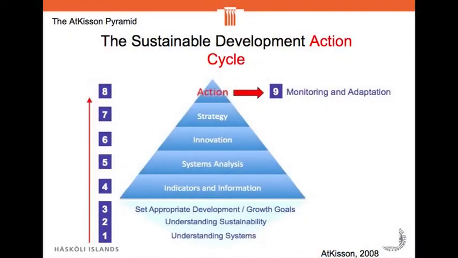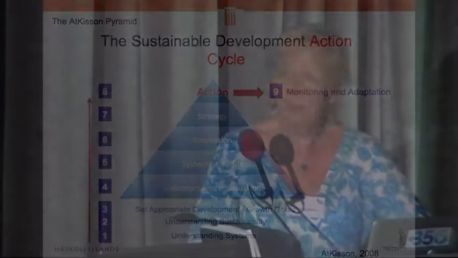So the basis for this is to understand systems and sustainability and set appropriate development. And then you can develop indicators, which you then set up in a system to look at how they are all connected. Then you see where you need innovation, and you develop strategy, and then you go into action. So this is his framework.